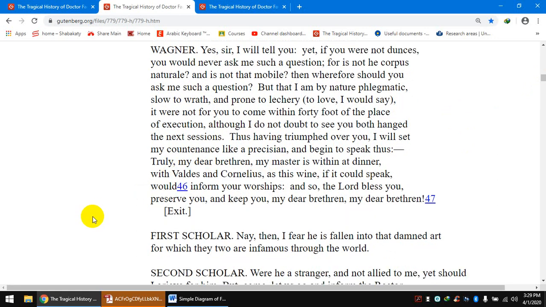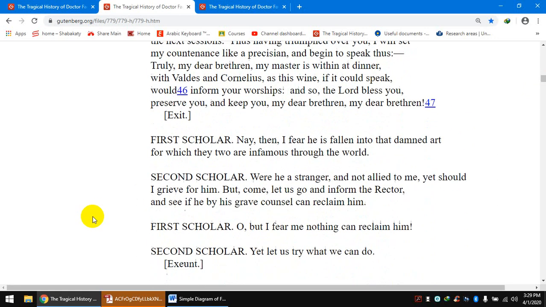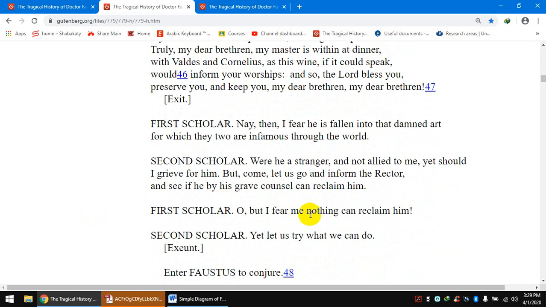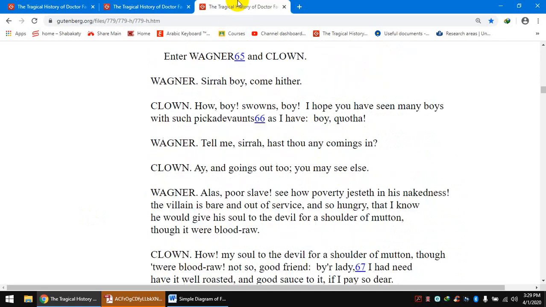Now they are assured that Dr. Faustus intends to study magic. So this is about scene number 2.